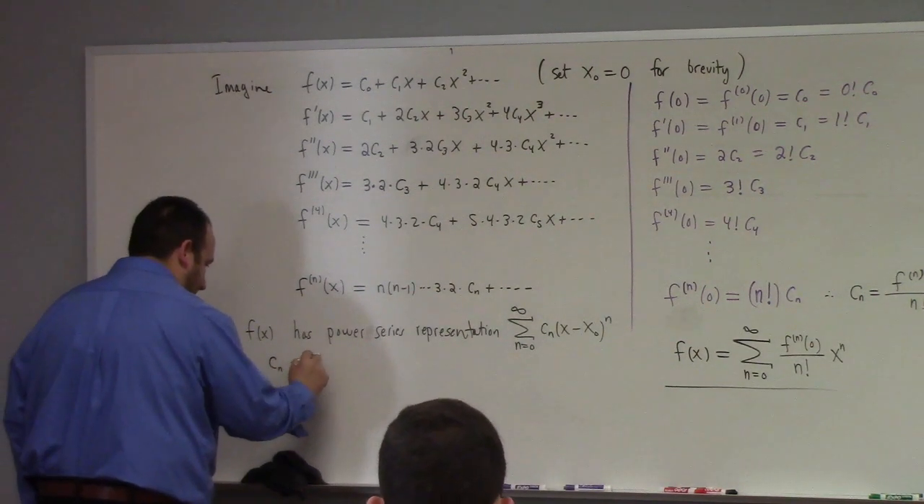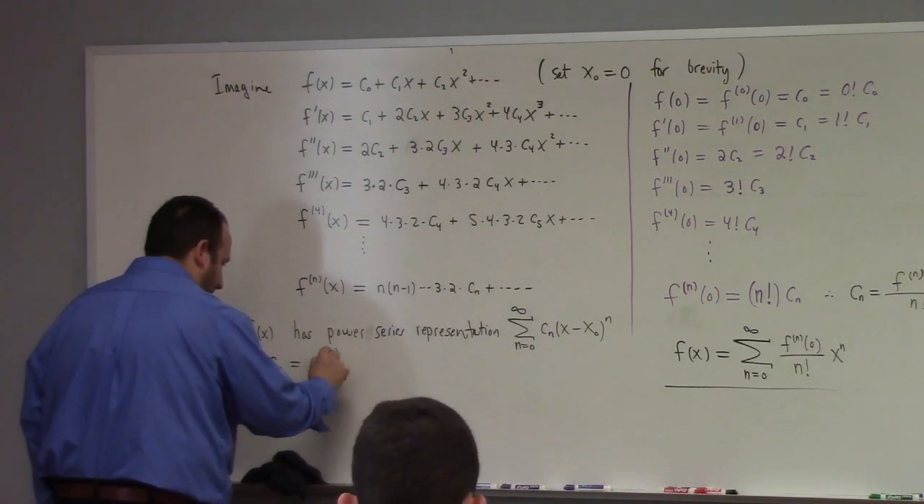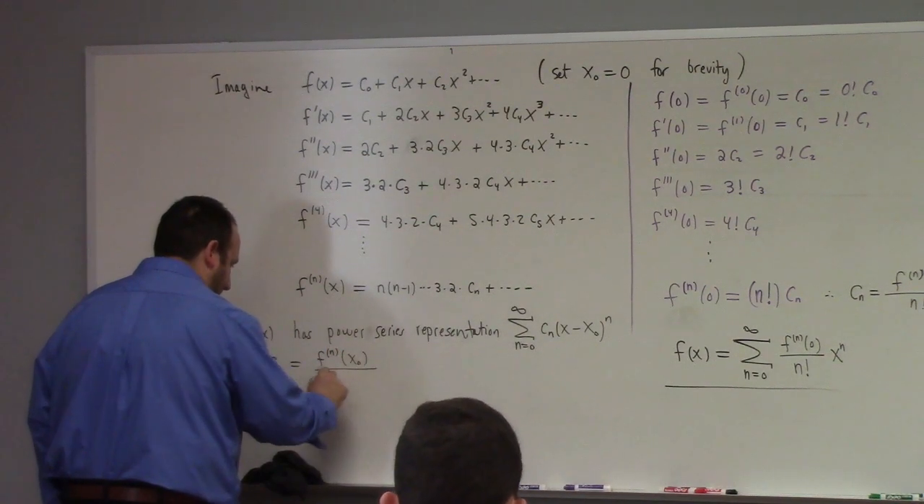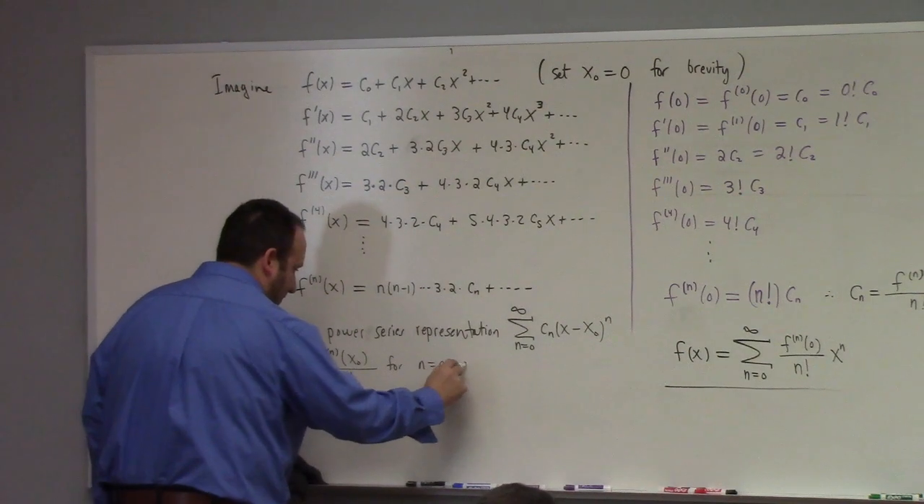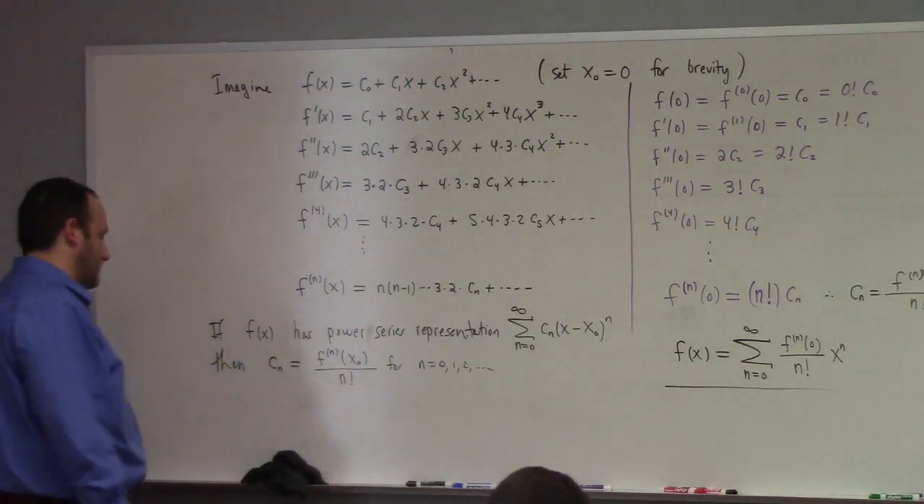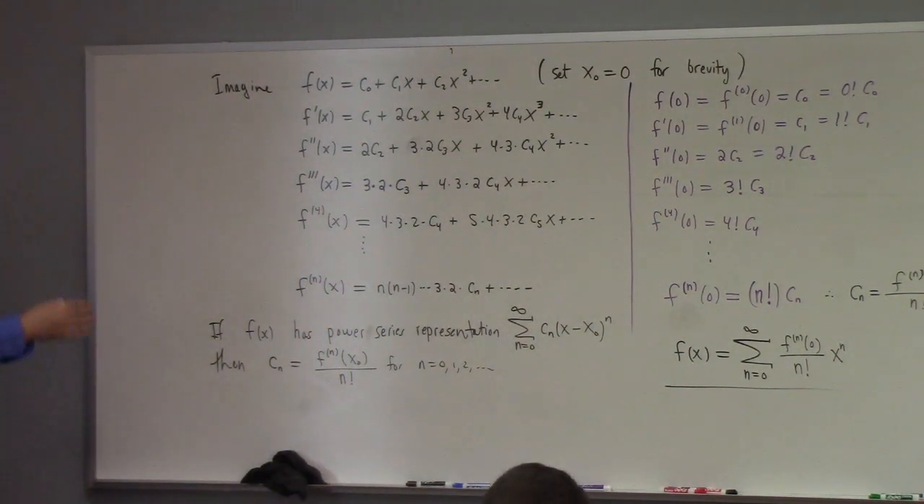Then Cn is going to be equal to the nth derivative at x naught divided by n factorial for n equals 0, 1, 2, all the way on out. But this is an if-then statement. I'm assuming at the start that there exists a power series that represents the function. Okay? And do you see that?